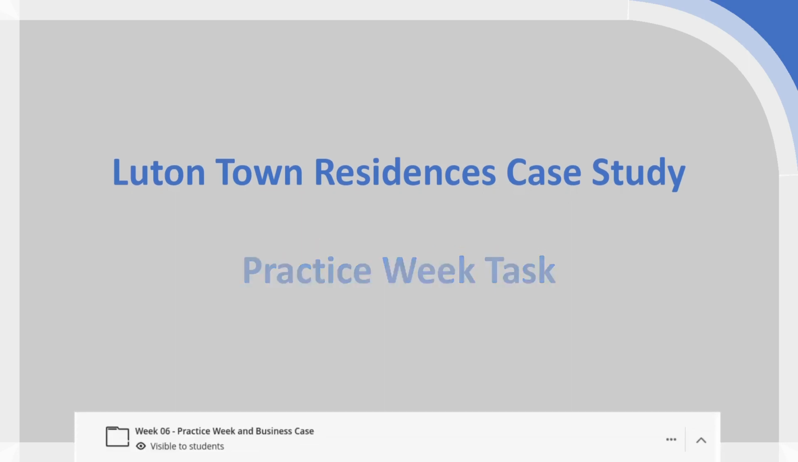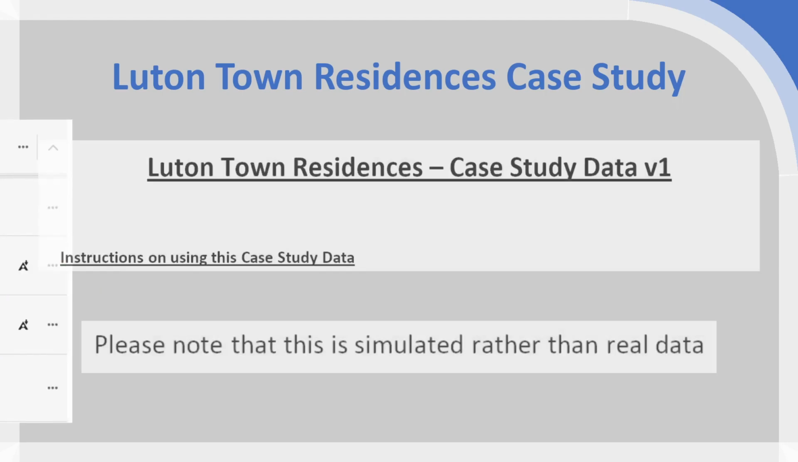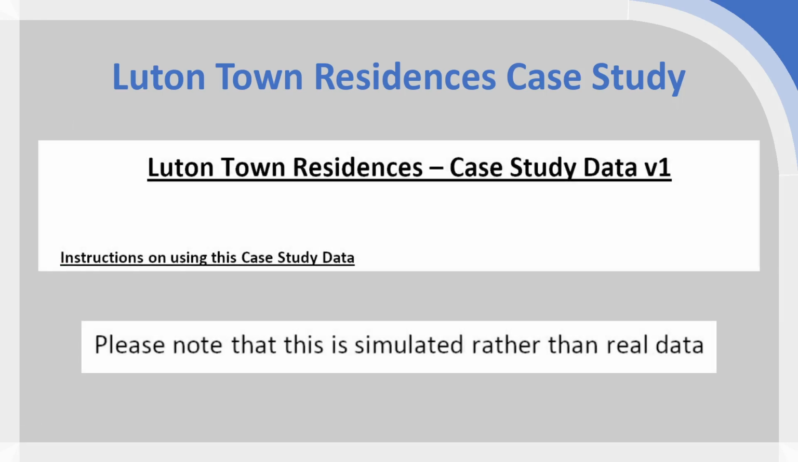If we start with the case study, you are going to find it on the BBS show. Under week 6, which is the practice week, you'll see a file labeled LTR Case Study Data version 1, or at least you will find that initially. That may change as time goes on. It may be replaced with version 2, version 3, version 4, and so on. The LTR in this case just stands for the name of the organization that we're focusing on, which is Luton Town Residences.